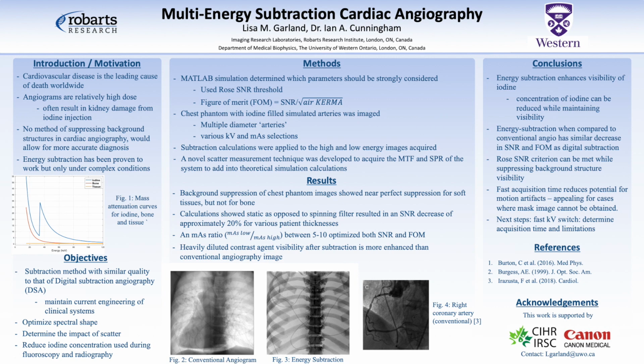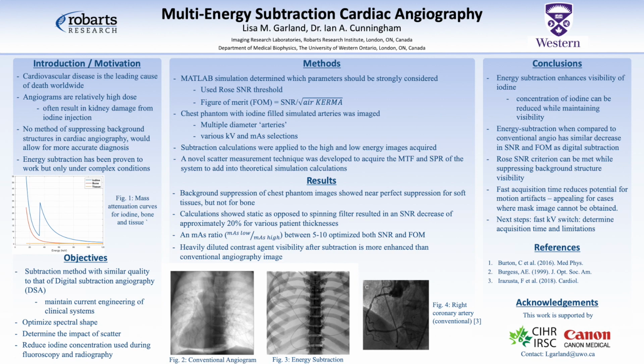Another component that we found to be critical to energy subtraction success was scatter. So while considering this, we developed a novel technique to measure the scatter to primary ratio while also obtaining the MTF. And then these results were added into the theoretical simulation for more realistic results.